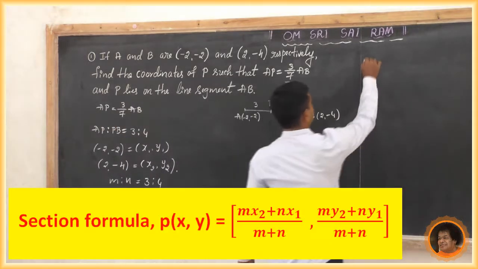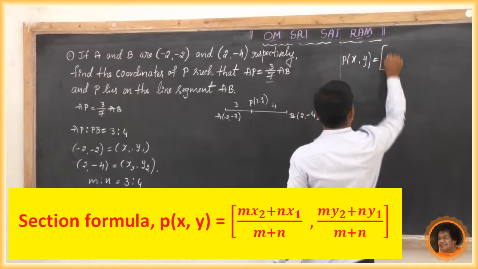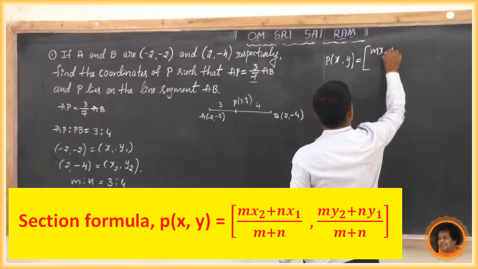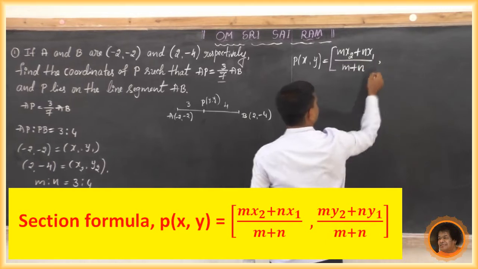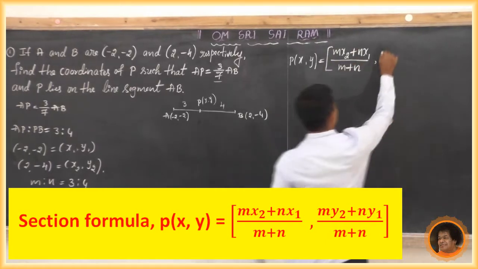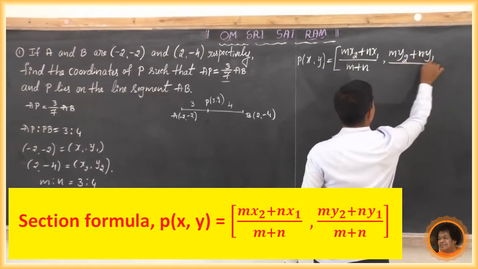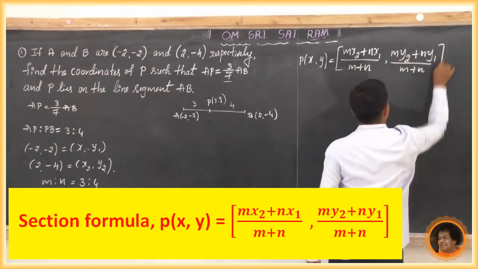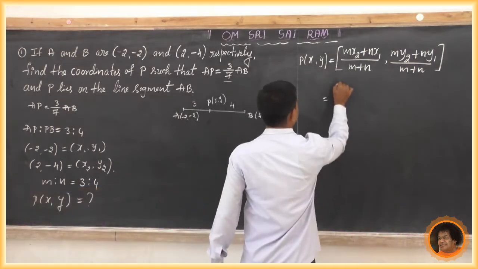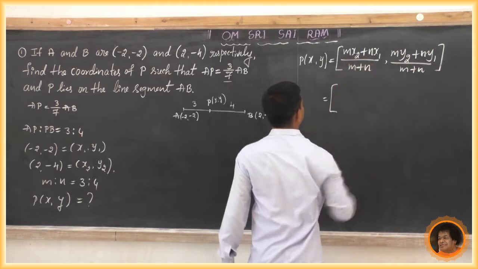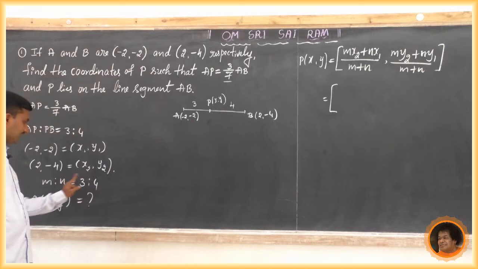So, by using the section formula, what is section formula? P of x, y equal to (mx2 plus nx1) divided by (m plus n). So, this is the x coordinate, and y coordinate (my2 plus ny1) divided by (m plus n). Now, substitute the values. So, what is the value of m? So, here m equal to 3 and n equal to 4.